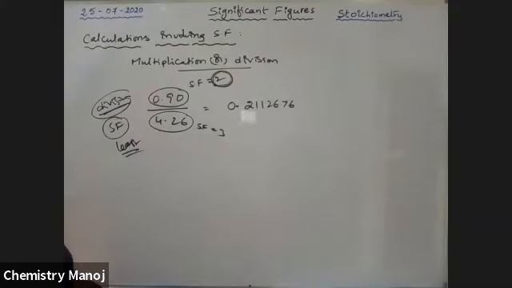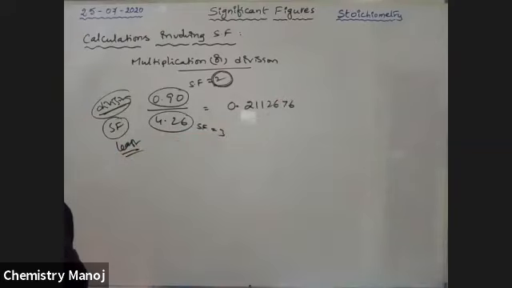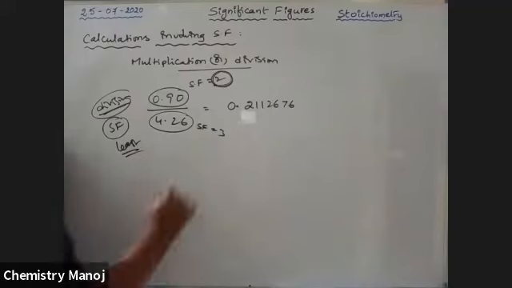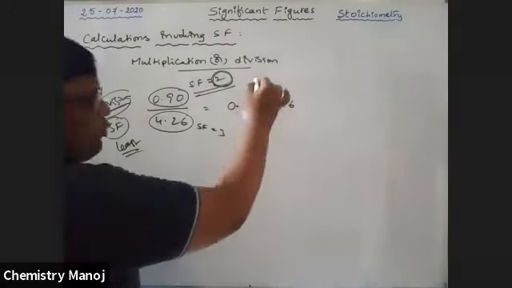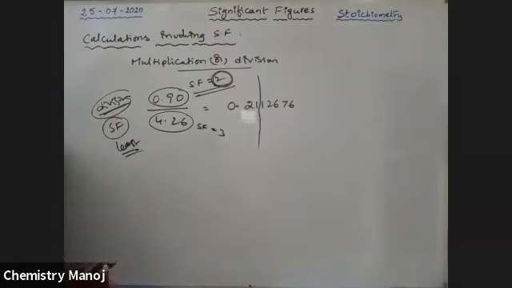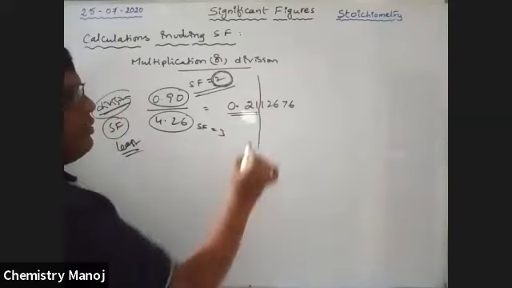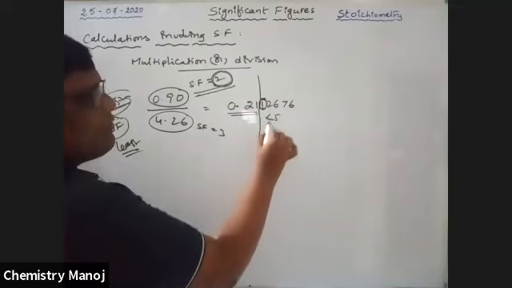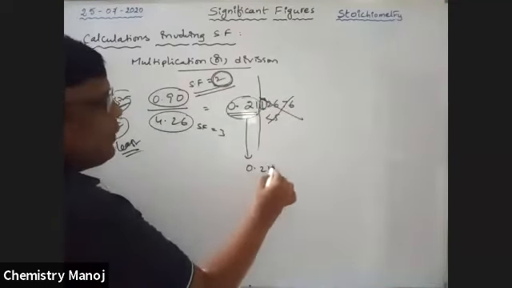So it is my calculator answer. 0.2112676 is the actual value. But for the correct value, we must follow the 2 significant figures rule. That's why I am going to cut here. So up to this 2 significant figure is the answer, and I am neglecting everything from here onwards. It is less than 5, so it is directly neglected. Therefore, my answer is 0.21.